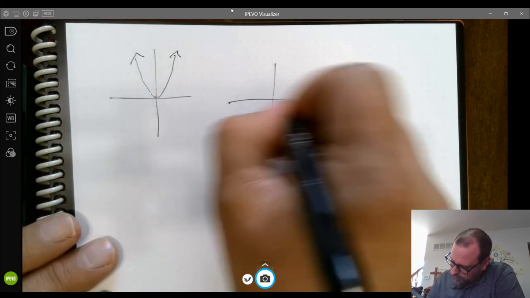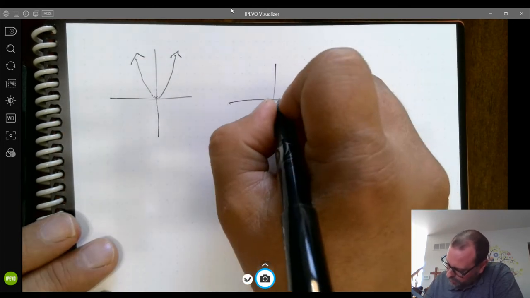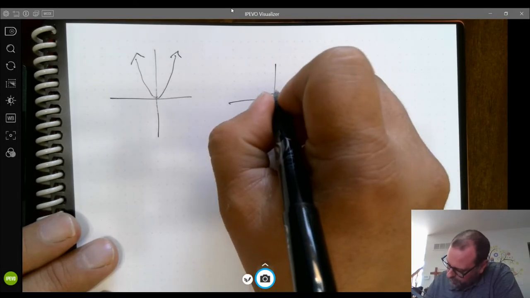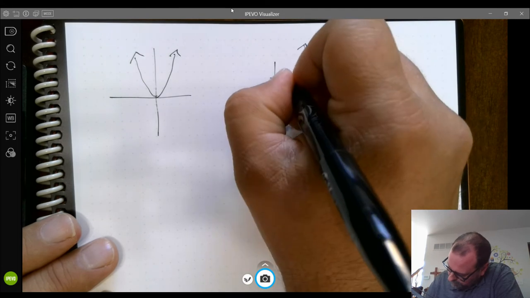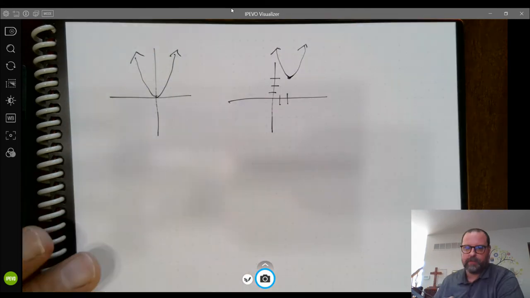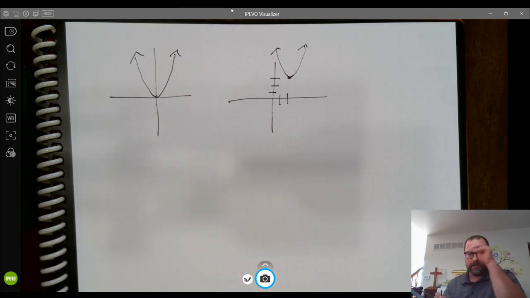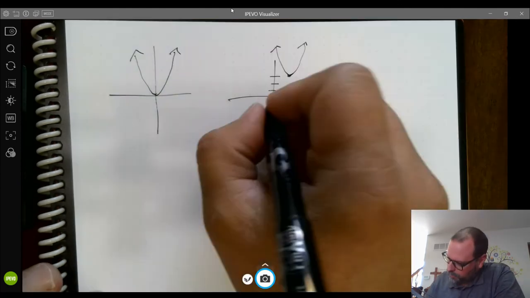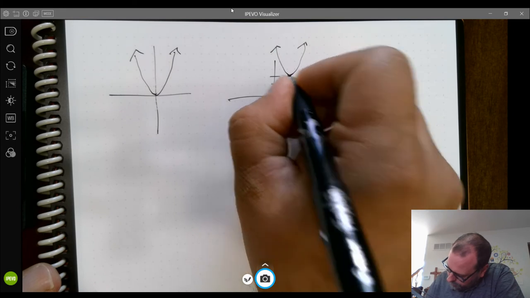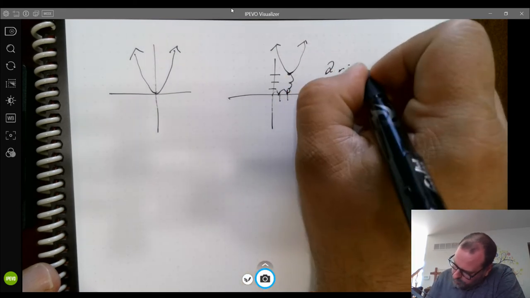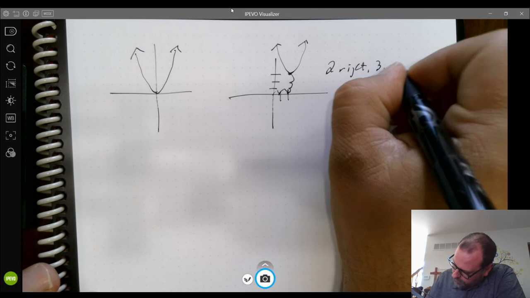And here's the new graph. I want you to write it, and I'm going to make it very clear as to where it is. And here's the new vertex. The vertex is just that bottom point of the U. So if I'm looking at that bottom point of the U, where did this move? Well, it moved 1, 2 spots to the right and 1, 2, 3 up. So I'm just going to jot that down.